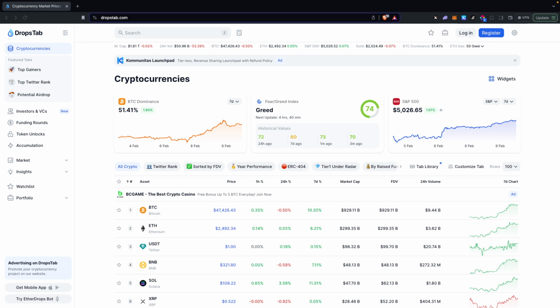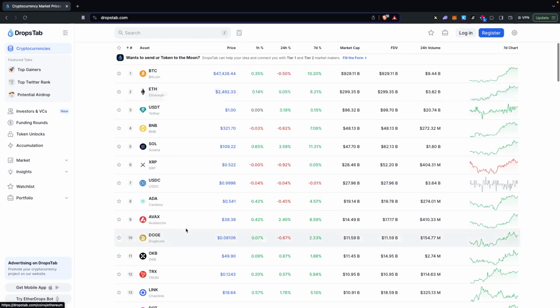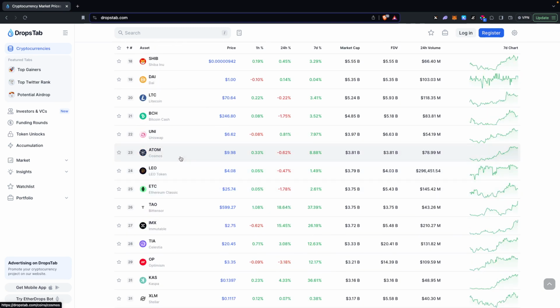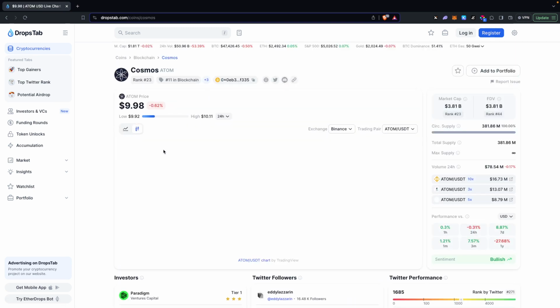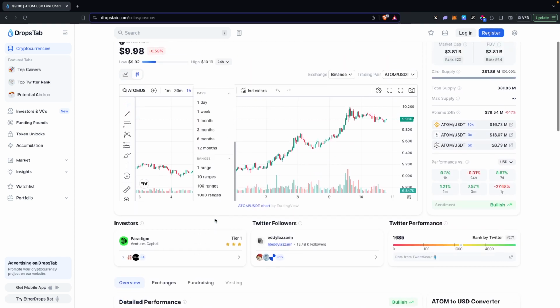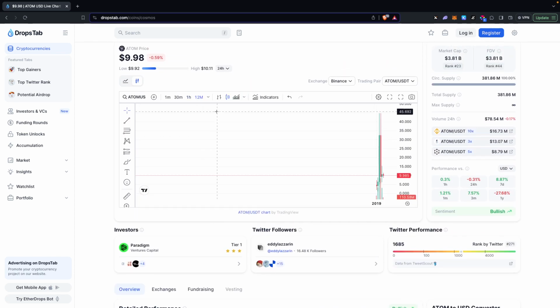Excuse me, dropstab.com. So here, if I'm looking for a coin that I want to invest in, I think is a better word, I simply click, maybe let's say Atom, and then Atom will just tell me the price and the history. When was it launched? Let's go to like the 12 months chart.